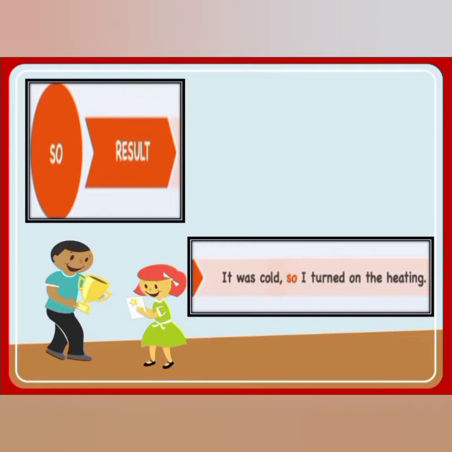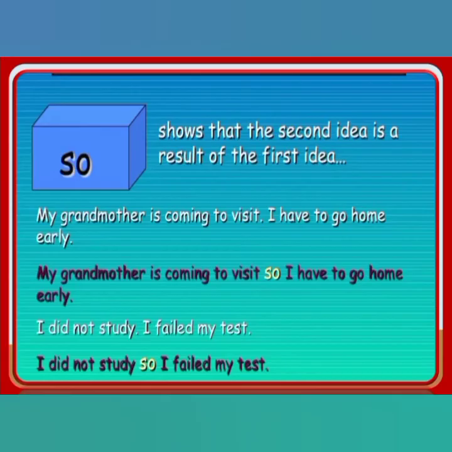Right? So it is showing you that the second sentence is talking about the result of it. That if there is cold, then what did you do? As a result, you turned on the heating. For example, I say, I am not feeling well today, so I will not go to school. So what happened? Firstly you said that I am not feeling well. So as a result, what will happen? That you will not go to school. So is used to show the result.